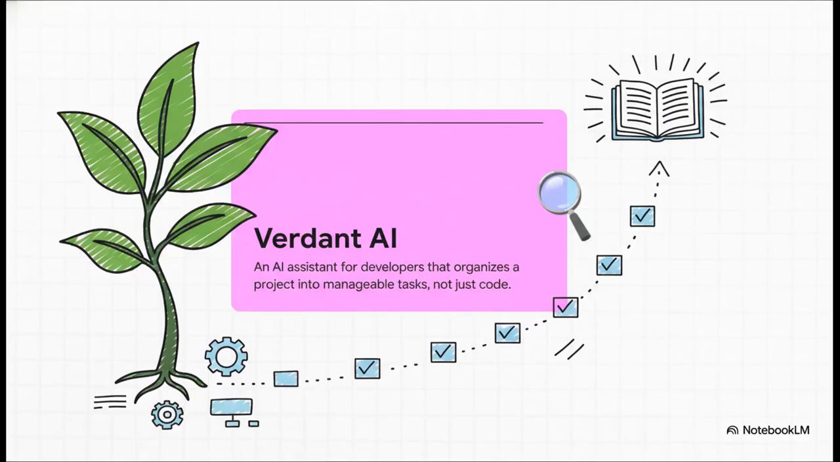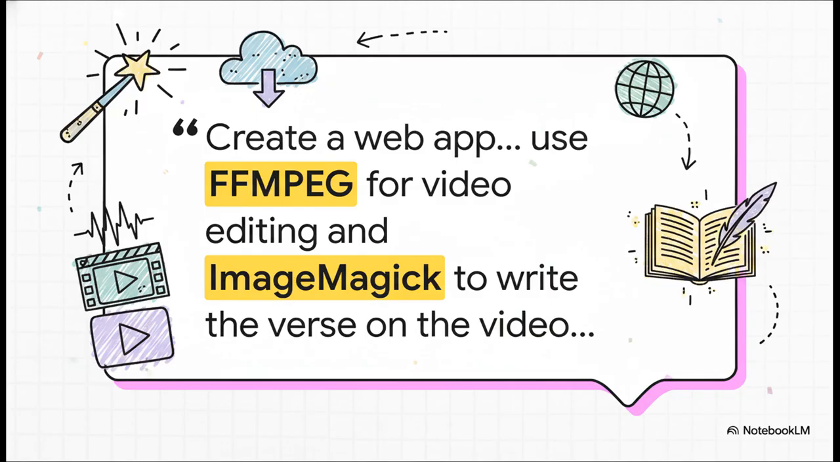So the creator used a tool called Verdant AI. Now, unlike some AI tools that just spit out a giant wall of code, Verdant is a bit different. It acts more like a project manager. It takes the big goal and breaks it down into an organized to-do list, which is just perfect for building something complex, one step at a time. And this right here, this is where the magic happens. This is part of the actual prompt he gave the AI. It's not some crazy complex code, it's plain English. Create a web app.